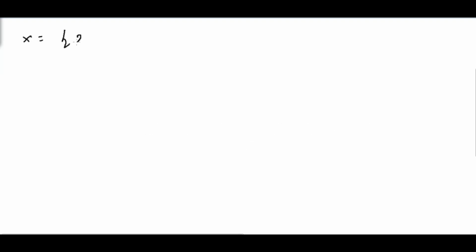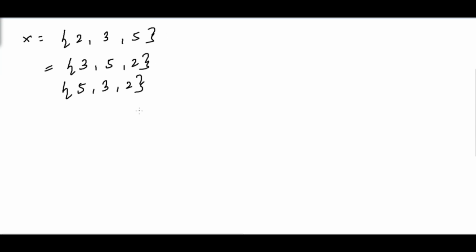The next point is that the order of the elements of a set is not important. For example, if we take x is equal to 2, 3, 5, it can be written in any order. The elements are 2, 3 and 5. It can be written in any order: 3, 5, 2 or 5, 3, 2. However you write, these are all one and the same. So the order of the elements of a set is not important.